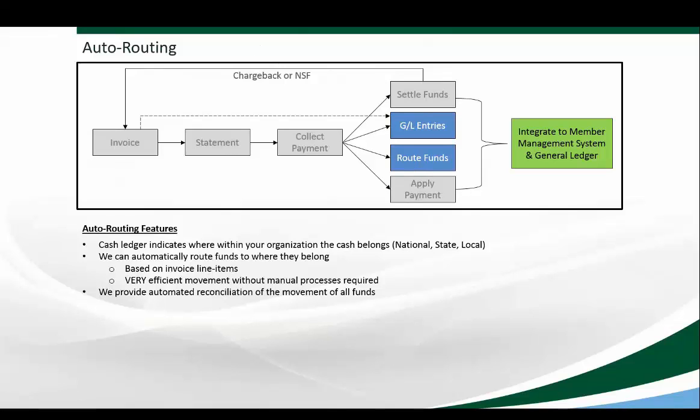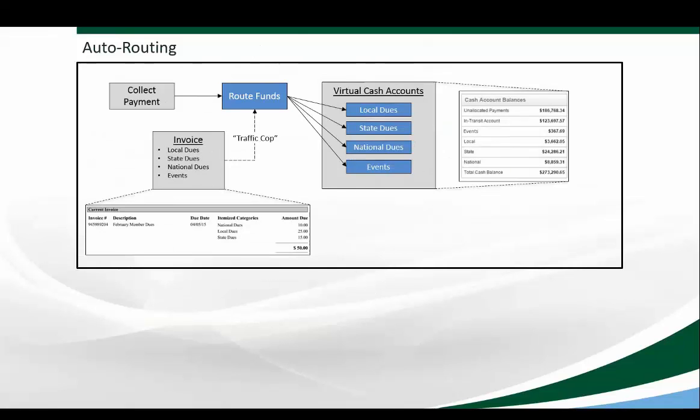So that could, for example, be a national, state, or local dues, or an event, or a donation, or something of that sort that's being made. We automatically route those funds, and then we provide an automated reconciliation report of the movement of all of the funds between those accounts. To drill into that a little bit further, the way that this works is we use the invoice as what we call the traffic cop that tells us where the money goes and belongs. You recall earlier I showed you a statement for a member that showed national dues, local dues, and state dues. As the member makes that payment, we look at those line items.